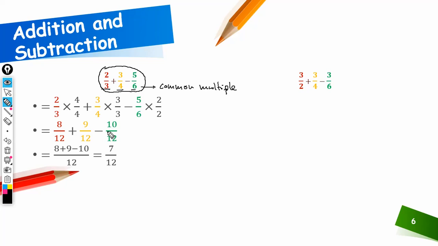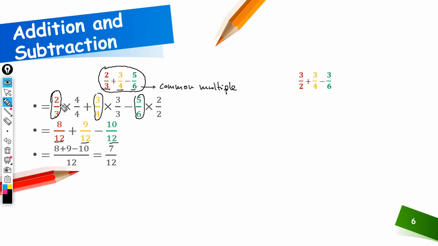Okay, let's say for example, you're gonna find the equivalent number of 2/3, 3/4, 5/6, so that the denominator is the same.